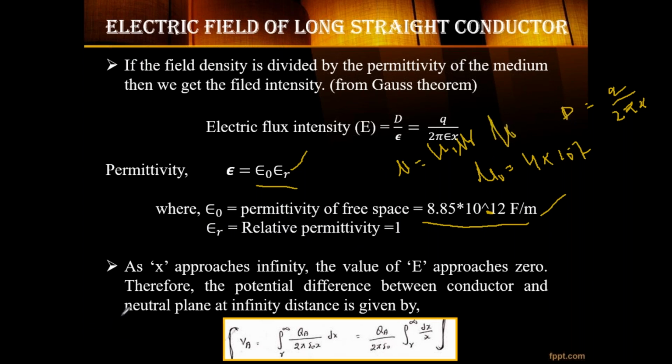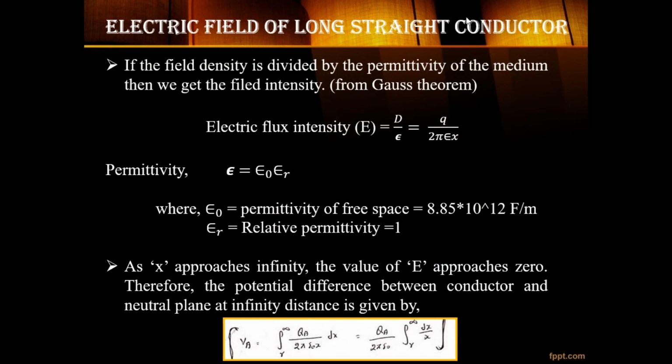Now as x approaches infinity, if you observe this equation, when x reaches infinity, then you will get the flux intensity as 0. So same thing here: as x approaches infinity, the value of E approaches 0. Therefore, the potential difference between the conductor and the neutral point at infinity is given by VA.